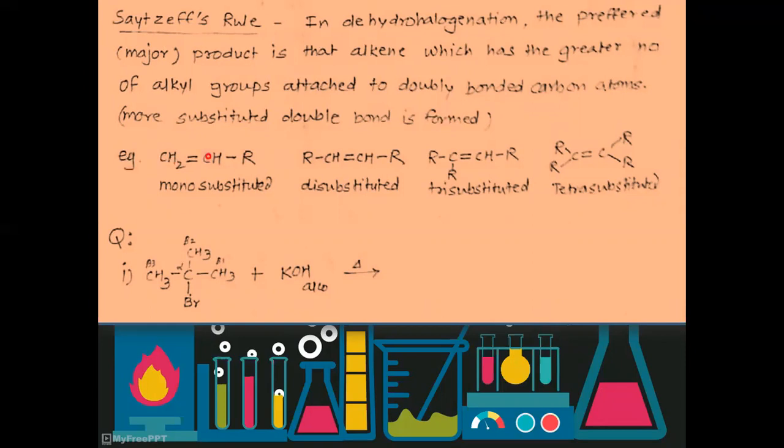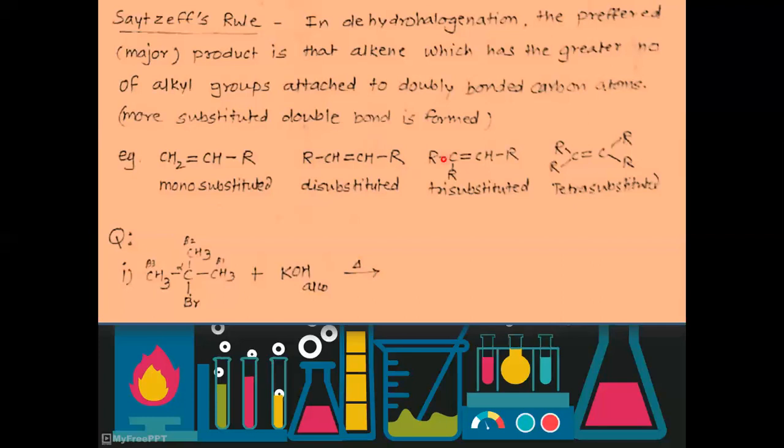So across this double bond, one hydrogen is replaced by one alkyl group. So it is mono-substituted. Here in this case, across this carbon-carbon double bond, one hydrogen is replaced by one alkyl group, and from this carbon, one hydrogen is replaced by an alkyl group. So two alkyl groups, so it is called a di-substituted alkene.